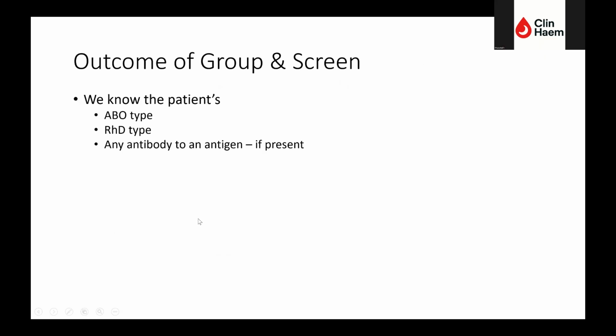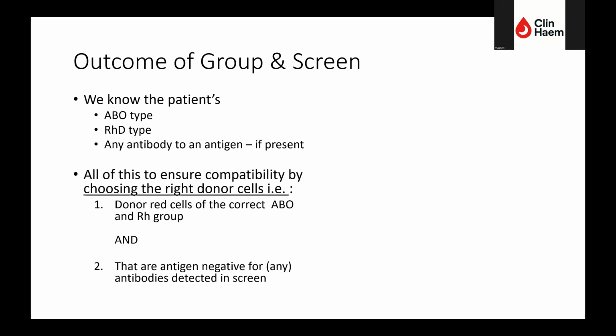So what's the outcome of a group and screen? After we have done group and screen, we know what the patient's ABO type is, we know what their RH type is, and we also know if they have any antibody to any antigen. All of this is to ensure compatibility so that we can choose the right donor cells. So we choose those red cells for a patient that are of the correct ABO and RH type as matched with the patient. And those donor red cells are also negative for any antibody that we might identify in the screen.